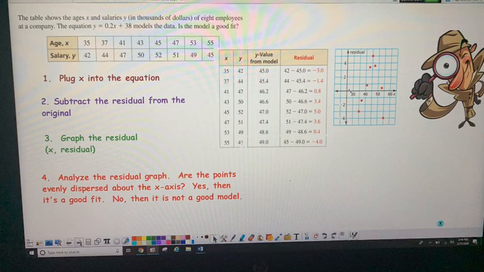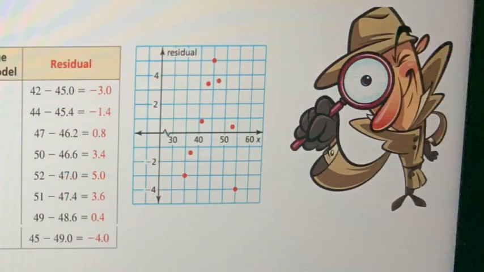Now what do we need to do? Well, we need to analyze that residual graph. Does it make a pattern or does it not make a pattern? Is it evenly dispersed? Well, I'm looking and you know what? There's more above and it kind of looks like a parabola. So I'm saying no, it is not a good line of best fit.